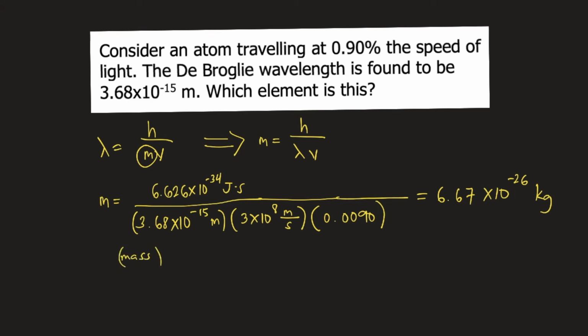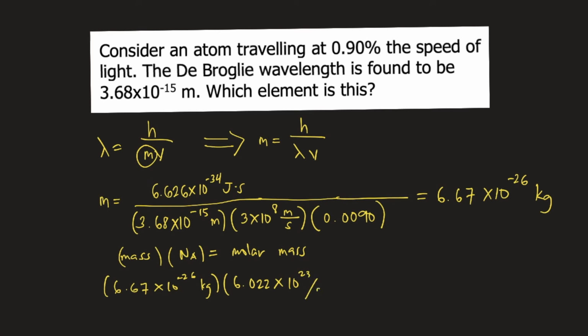When we multiply mass and Avogadro's number, we get the molar mass. So 6.67 times 10 to the negative 26 kilograms times Avogadro's number, 6.022 times 10 raised to 23 per mole, that is equal to 0.0402 kilograms per mole. And in the periodic table, the molar masses are expressed in grams per mole.